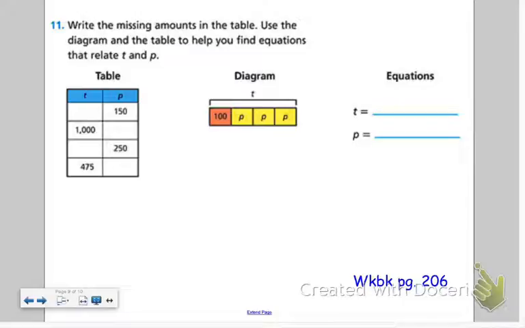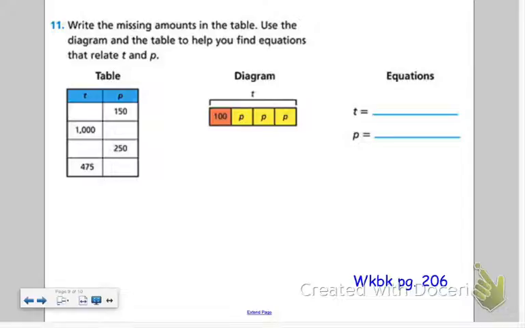So what we're going to do, and by the way, this is page 206, is we're going to start by filling in the table, and we're going to then use our diagram and our table to help us write equations. I think the table really helps with the equations though, but you can use the diagram if you prefer. Alright, so let's see. What if my payment is $150?